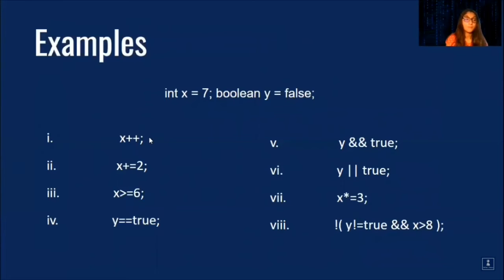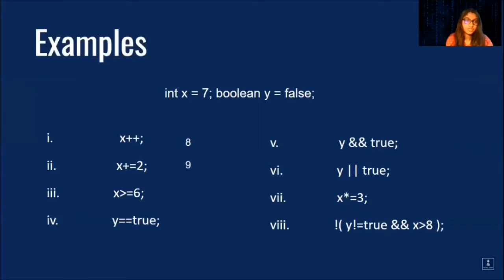Okay, so the first question says x plus plus, which essentially means incrementing the value of x by 1. Since the original value of x is 7, the answer to this question is going to be 7 plus 1, 8. Now, the next question we have is x plus equals 2, which essentially means x equals x plus 2, that is x equals 7 plus 2, which equals 9.